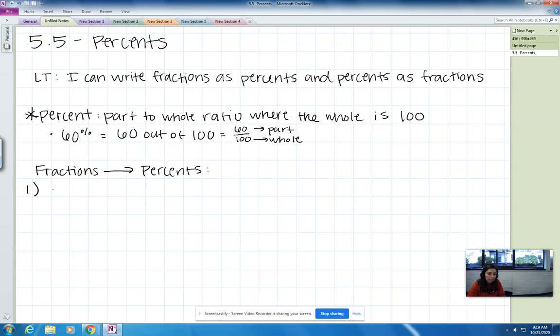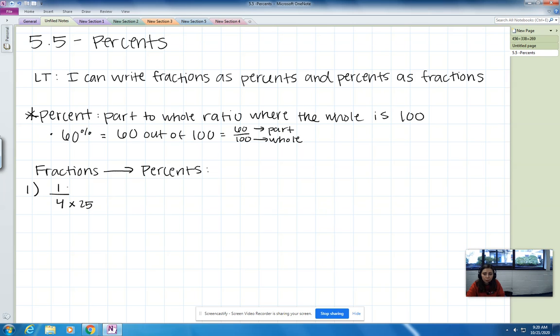So let's say there was a test and it was out of 4 points and you got 1 point correct. So your score was 1 out of 4. Well, we can't say this as a percent right now because the whole is not 100. The whole right now is 4. But if we turn the whole into 100, then we can say this out loud as a percent. So I need to ask myself, what do I multiply 4 by to turn it into 100? Well, that would be 25.